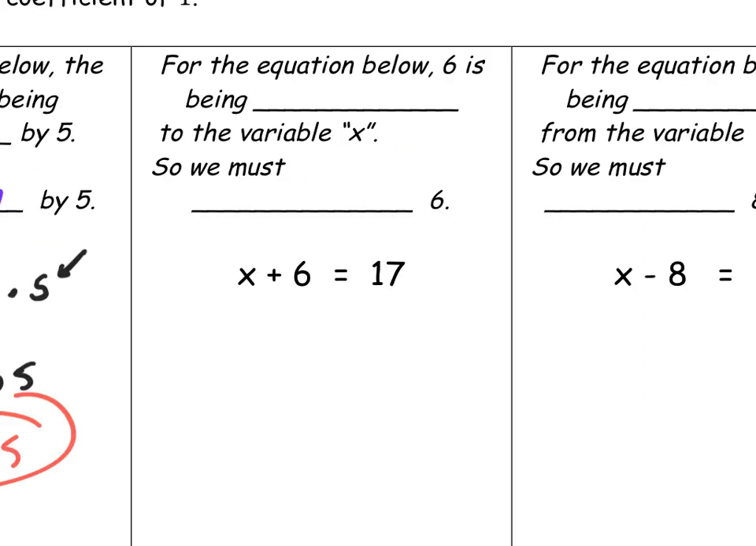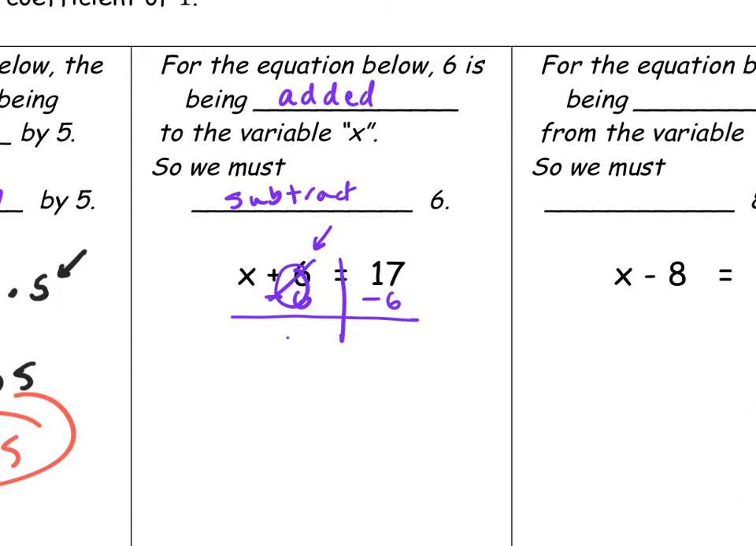For our next equation, 6 is being what to the variable x? 6 is being added. So we must subtract 6 in order to solve it. So we want to show our wall, and the opposite of adding 6 is to subtract 6. Now, you can also look at this like it's a positive 6 and a negative 6 if you prefer, and those zero out. We can cancel them out if you prefer to look at it that way. And so x is 11.